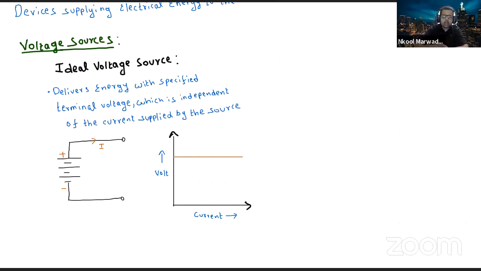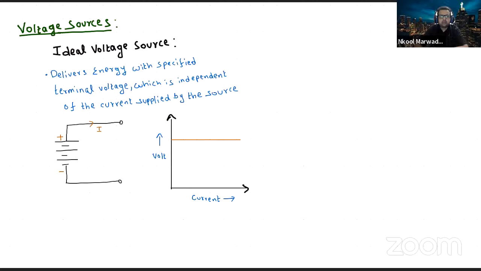And how can we get an ideal voltage source? When internal resistance is zero. So one very important characteristic of an ideal voltage source is that internal resistance is zero. And unfortunately, in the real world, internal resistance can never be zero. There is always internal resistance. And hence, the batteries which we use are not ideal.